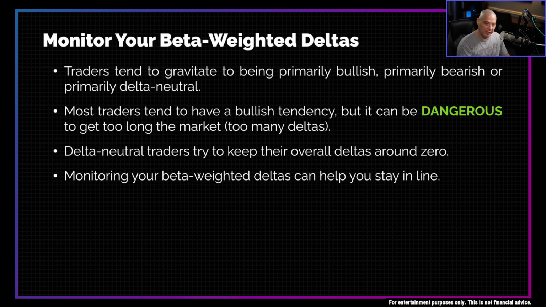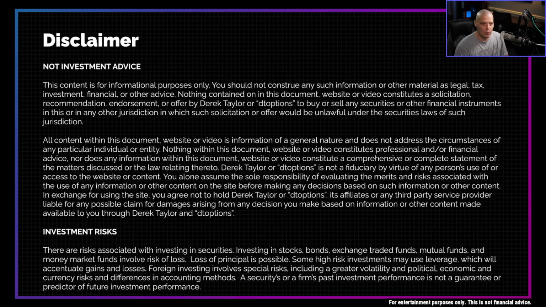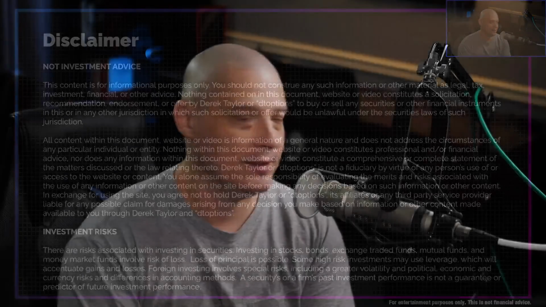So there you have it, a quick and cursory overview of beta weighted delta. I think every single options trader has to monitor their overall portfolio's beta weighted delta. That number is just too important not to check out at least once a day. And are you comfortable being that long or short that equivalent of shares of SPY? If you're not, then you should do something about that number.